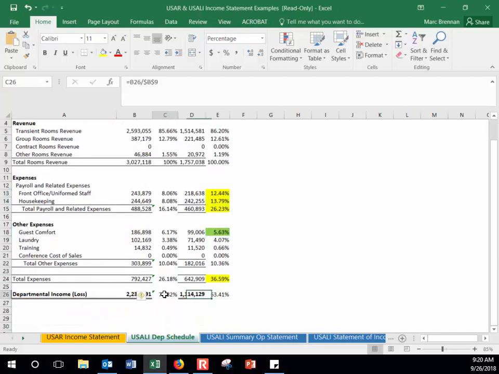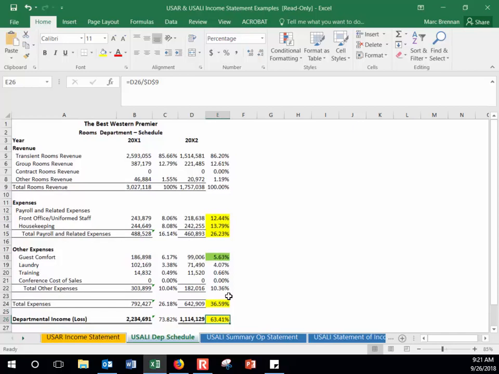And then overall, as a percentage of rooms revenue, our profit margin has gone down. It used to be almost 74% compared to total rooms revenue for this department. Now it's 63%, so we need to talk about that. We're not happy about it, but again, we already know where it comes from because we've analyzed the rest. Now we can do our absolute and our relative change.